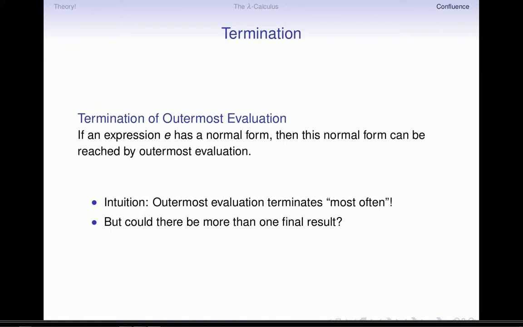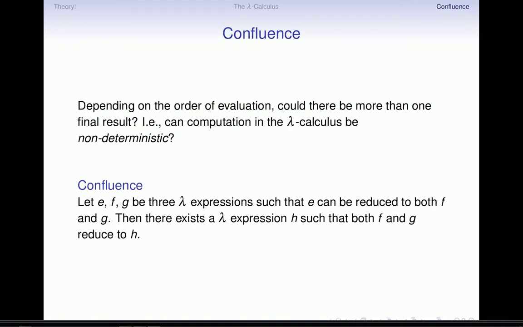The question is, could there be more than one final result, i.e. two possible ways to terminate but give you different end results? The property that this question is about is called confluence. Depending on the order of evaluation, could there be more than one final result? That means, can computation in the lambda calculus be non-deterministic? Can I reach different results?